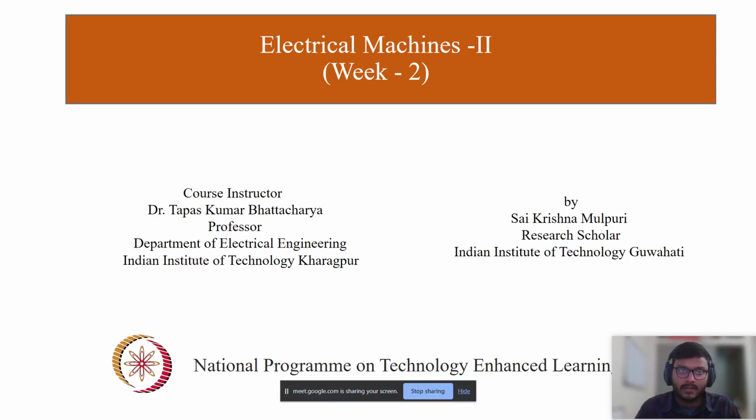So last week we discussed some basic concepts on magnetic circuits, and we discussed what exactly inductance is, how do we calculate inductance of a coil, and what is self-inductance, what does a mutual inductance mean, and some concepts on coupled circuits as well. And we started some concepts on dot convention. We solved some numericals based on that.